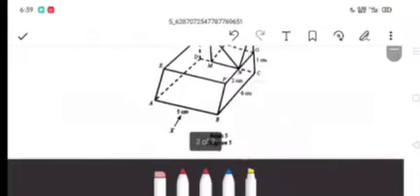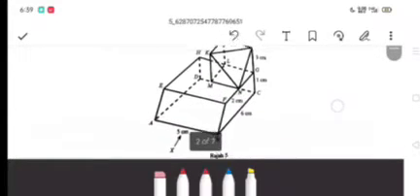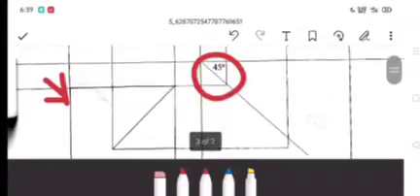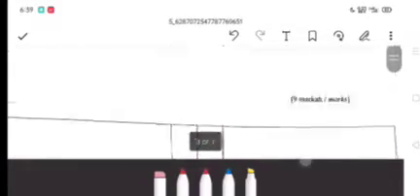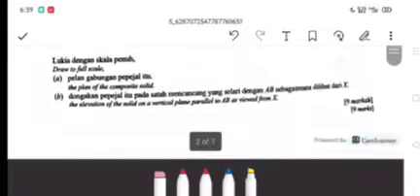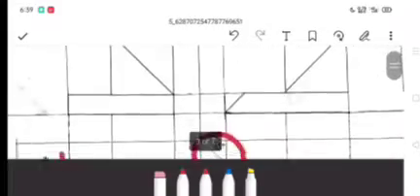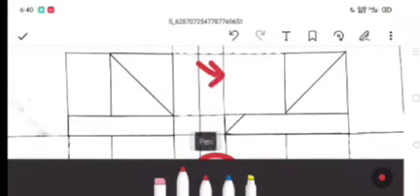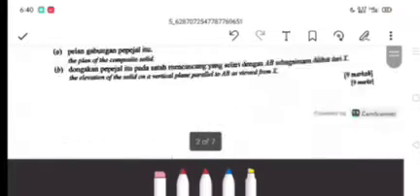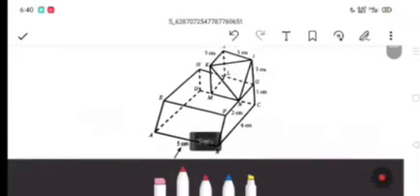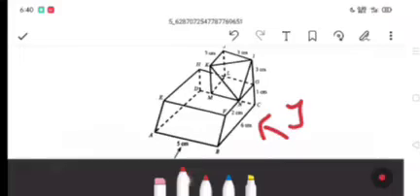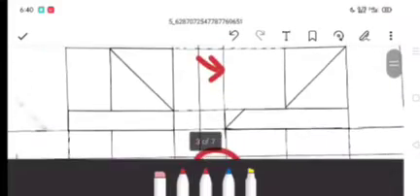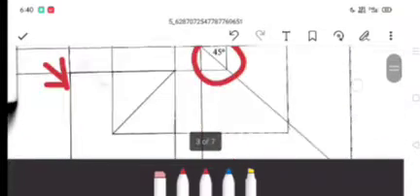The plan is looking from the upside to the down, and so we get the final plan like this. Next we can draw the front elevation, which is the X side view, and this is the final X view. The last step is to draw the Y view. So the Y of this question is here. Finally, this is our Y side view of this solid.